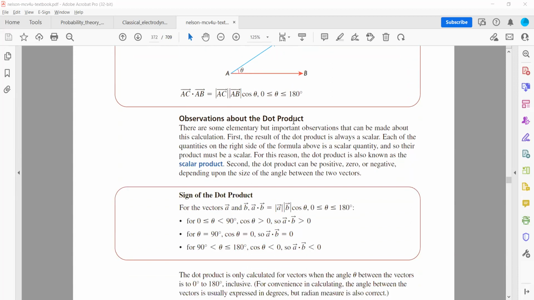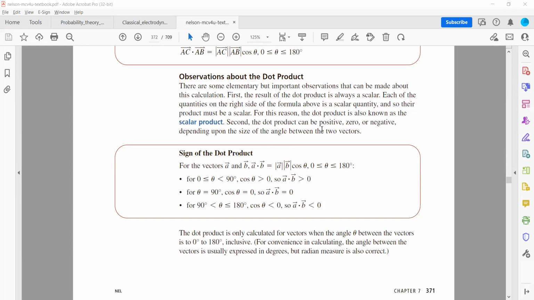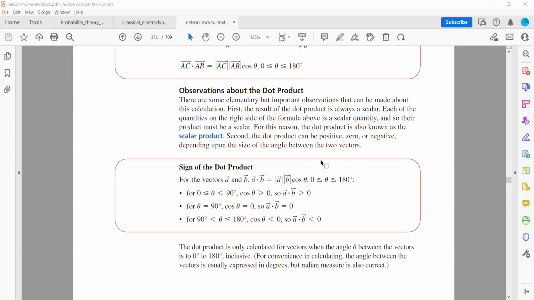So let's talk about observations about the dot product. First, we already mentioned that the result of a dot product of two vectors is going to be a scalar quantity, as you can see on the right-hand side of the equality sign. For this reason, we call it the scalar product. Secondly, the dot product can take several values, particularly positive, 0, or negative values, and it's defined by the angle between the two vectors.